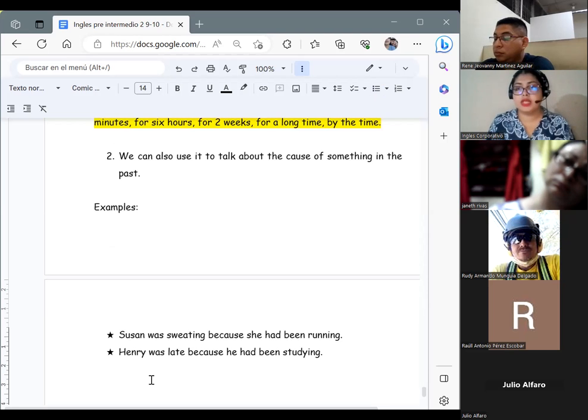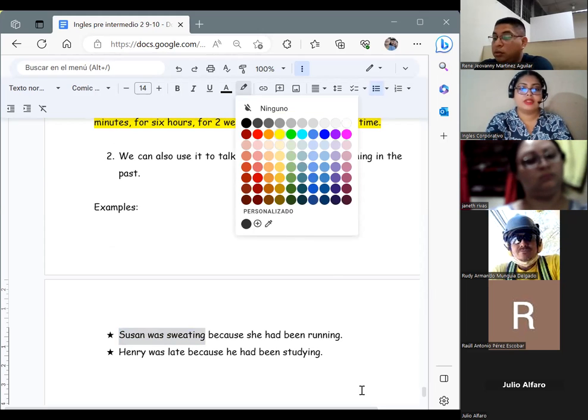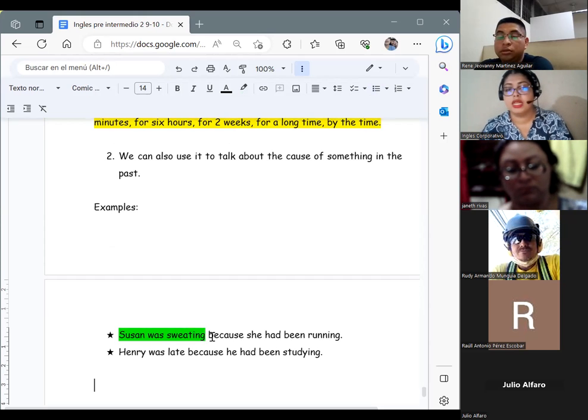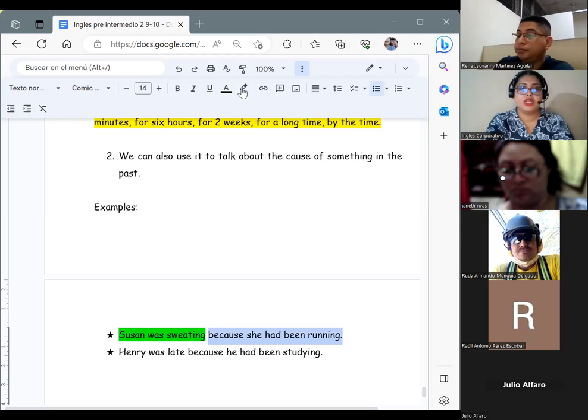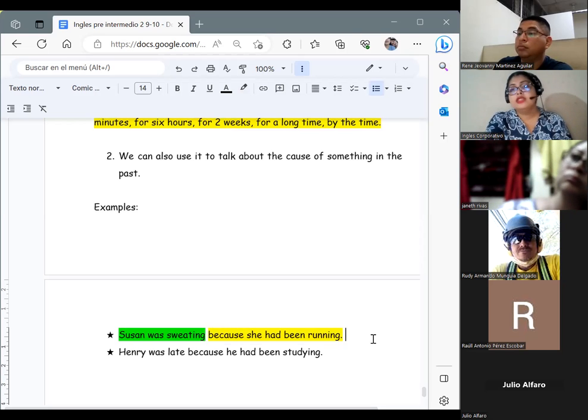Estamos hablando de la causa de nuestras acciones o de las acciones de las que estamos hablando. En el primer ejemplo, Susan was sweating. Esta es la parte que necesitamos explicar. Queremos explicar por qué Susan estaba sudando. Y aquí le agregamos, because she had been running. Porque ella había estado corriendo. So in this case, this second part is like the explanation of the action, or in this case, the cause of this action. Es la causa del por qué Susan estaba sudando.